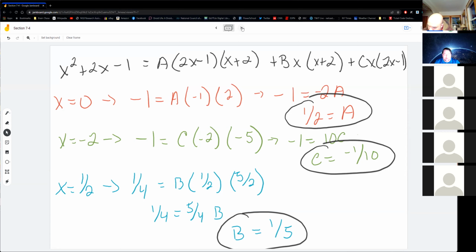So when I put in the 0, that right there and that right there became 0. So they're gone. So the only thing I have left is my A. When I plugged in -2, that right there and that right there disappeared. So all I had left was C. And then the 1/2 got rid of that one and that one.